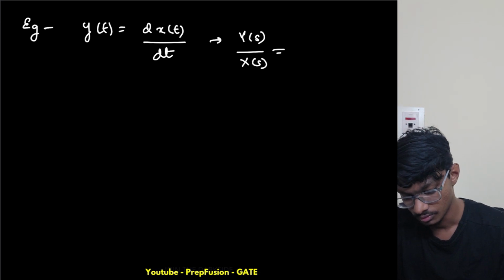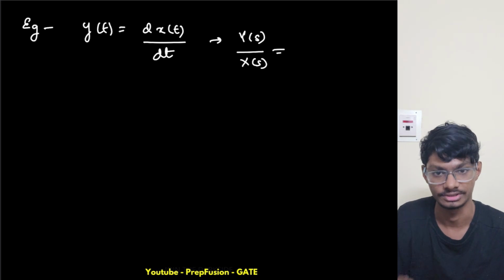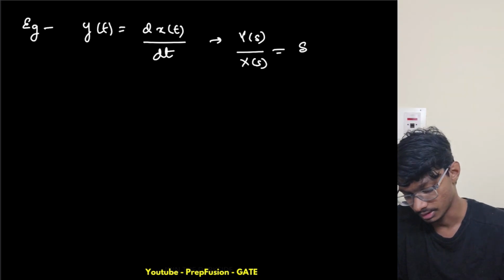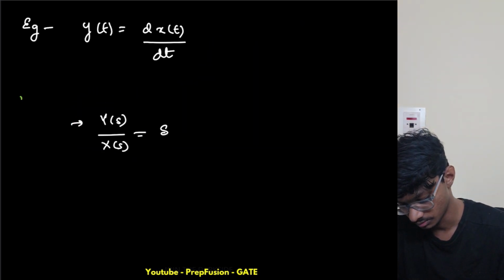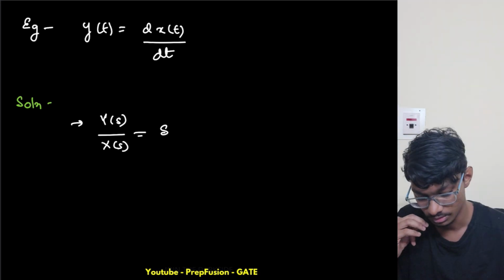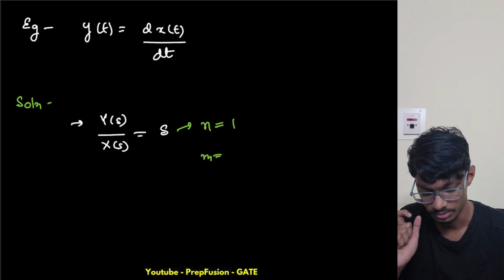I hope you know how to take the Laplace transform of a differentiation. So it is s only. Let me do this in here only, then you will understand the solution. So what is the number of zeros? It is 1, and the number of poles is 0 only.